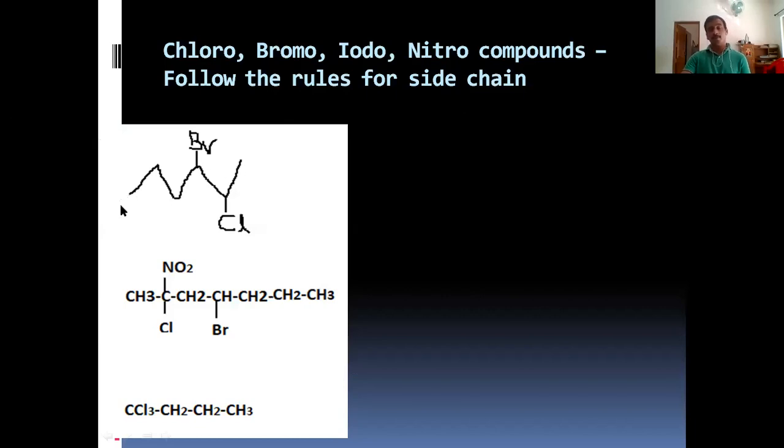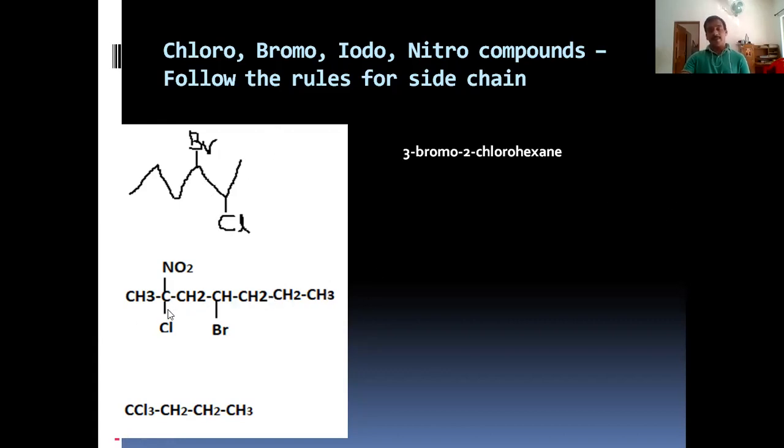This compound has 1, 2, 3, 4, 5, 6 carbon atoms. But we have to start numbering from this side in order to get the substituents the minimum number. 1, 2, 3: 2-chloro, 3-bromo. 4, 5, 6: hexane. In alphabetical order, therefore, 3-bromo, 2-chlorohexane. That is the name of the compound. Bromo is first alphabetically.